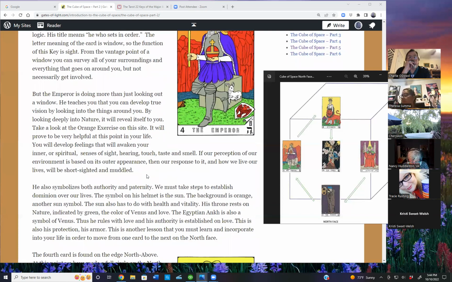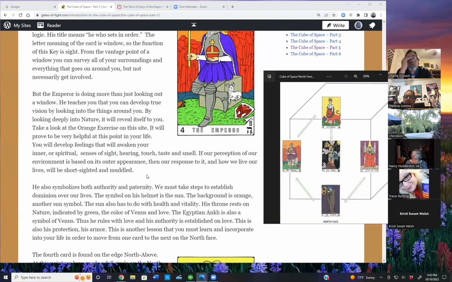But the Emperor is doing more than just looking out a window. He teaches you that you can develop true vision by looking into the things around you. By looking deeply into nature, it will reveal itself to you. The orange exercise. This must be ringing little bells with all of you. You've all heard about the orange exercise. Yeah, you can have eternity revealed to you by doing the orange exercise. It's like it places you there. There's never an end. It will prove to be very helpful at this point in your life. You will develop feelings that will awaken your inner or spiritual senses of sight, hearing, touch, taste, and smell.